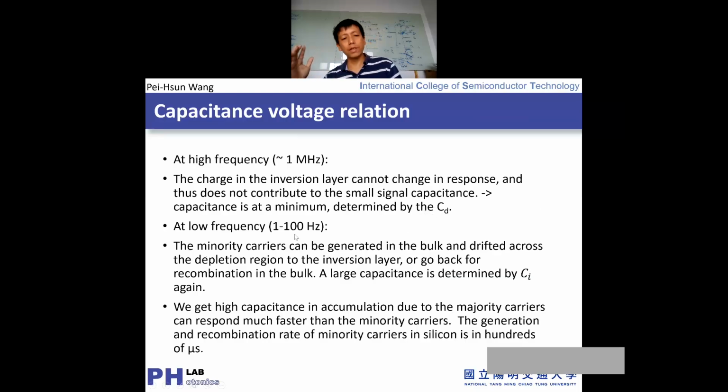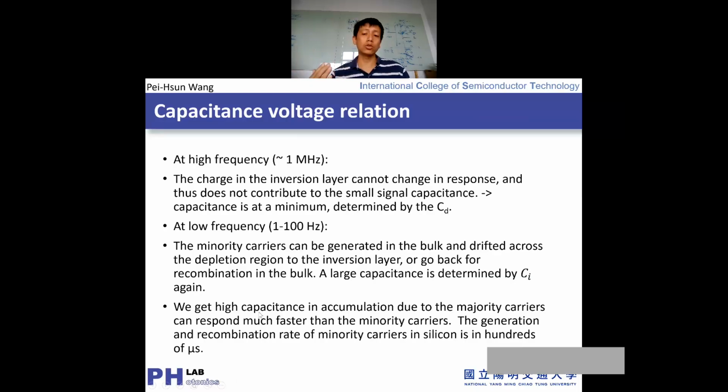At a low frequency, maybe 1 to 100 hertz, which is really low, we can move the minority carrier in the back material and drift across the depletion region to the inversion layer. So we can wait until this charge accumulates, and once it accumulates, we get a large capacitance determined by C_I again. We get a smaller distance to the dielectric oxide, typically micrometer scale. If you get a smaller d, you get a larger capacitance. So that's the reason we get a larger capacitance than C_D, which is determined by the larger depletion region.